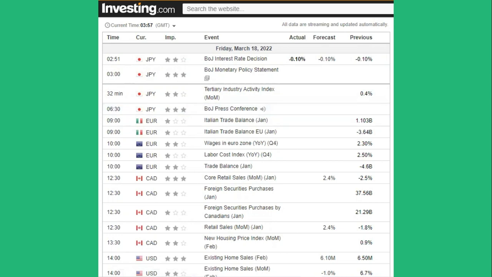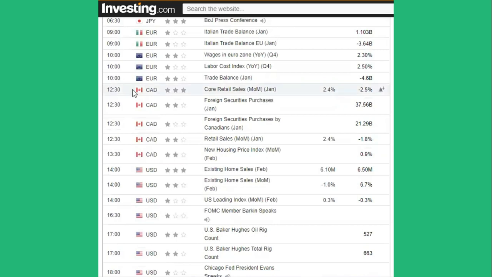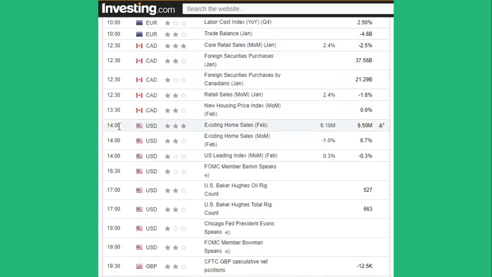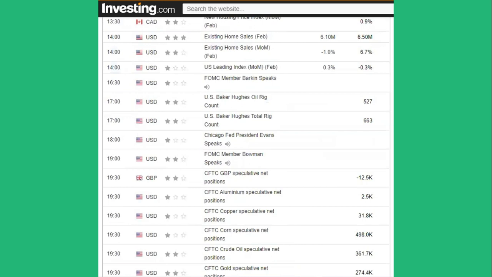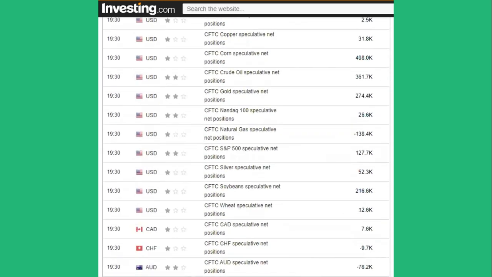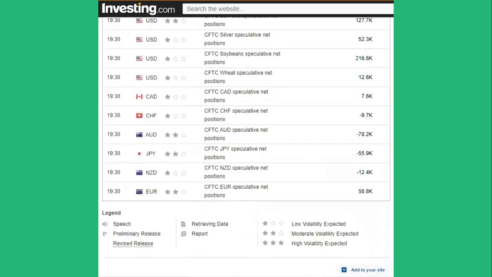The next piece of news we're interested in is this at 12:30, coming out of Canada. We've got core retail sales, so that could move any Canadian dollar pair. After that, at 2 o'clock GMT, we've got coming out of the US, existing home sales. Again, another 3-star rating, so it could potentially move any US dollar pair. Other than that, guys, as you can see, there's no real news to speak of.